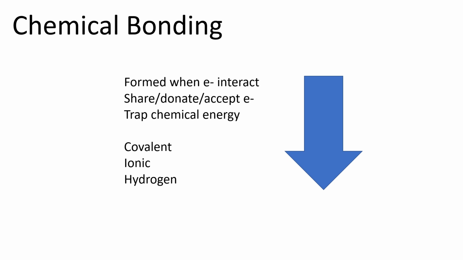I mean, you can't have one without the other, right? If you donate, there has to be an acceptor. When bonds are formed, though, they trap energy in them. And when bonds are broken, that energy becomes available for use. I have listed here the three bonds that we are concerned with in this class, and I've listed them from strongest to weakest. Now, when we get into defining these, we'll find that there are some subcategories for covalent bonds.